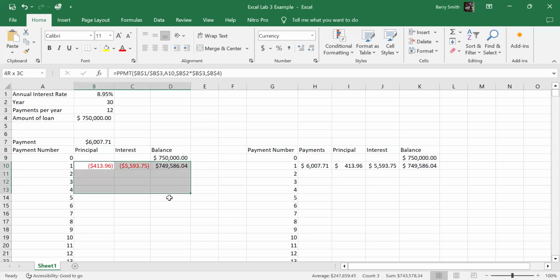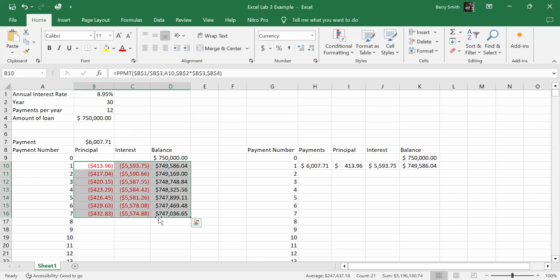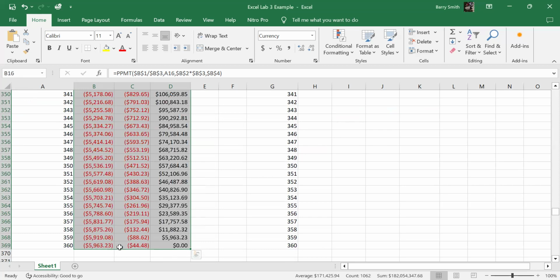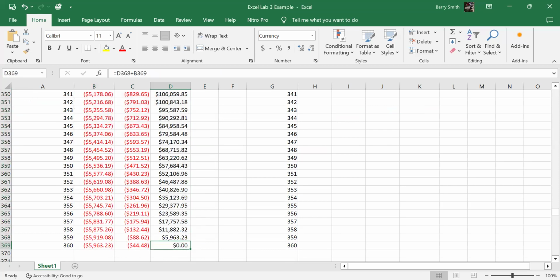And then if we want to go down, we can see how that works. As we go down, our principal is going up, our interest is going down, and our balance is going down. So that's what we want to see. Hopefully now, if we scroll down here, if we go Control D, that shows us clear to the end, we end up with a zero balance.